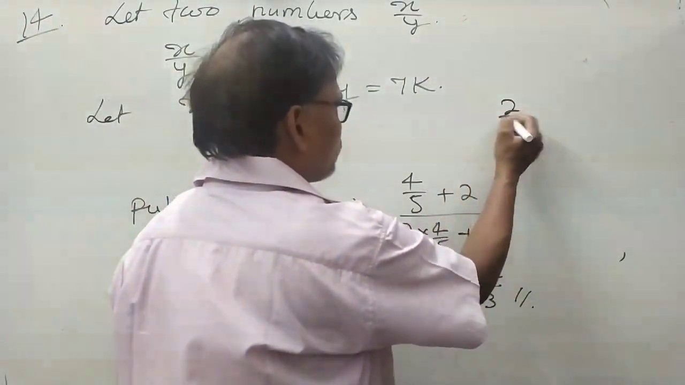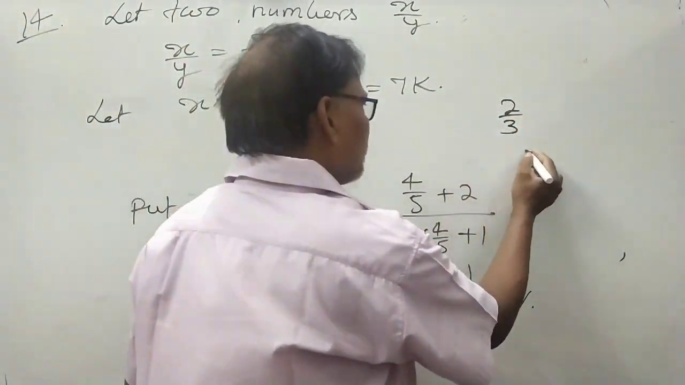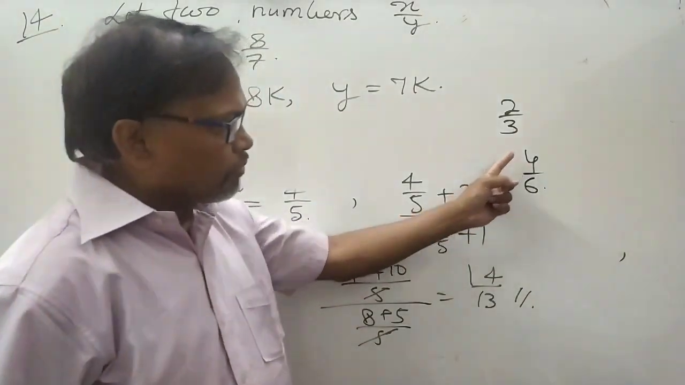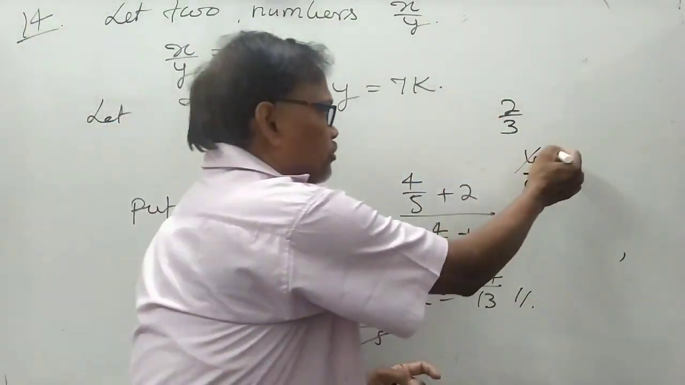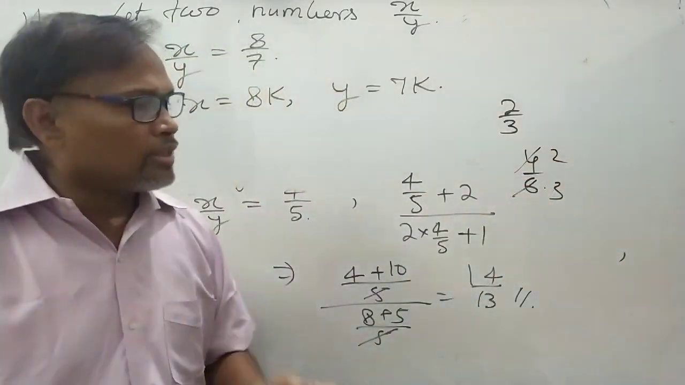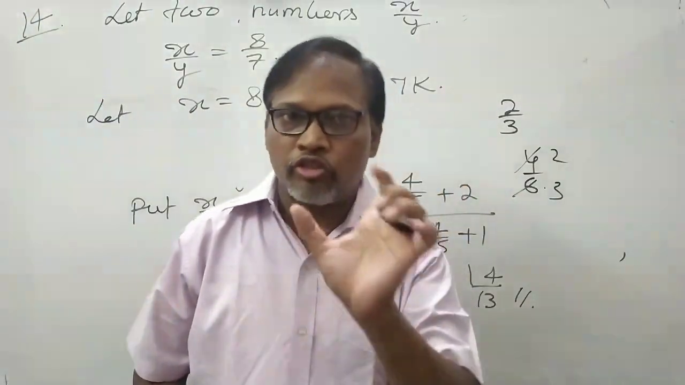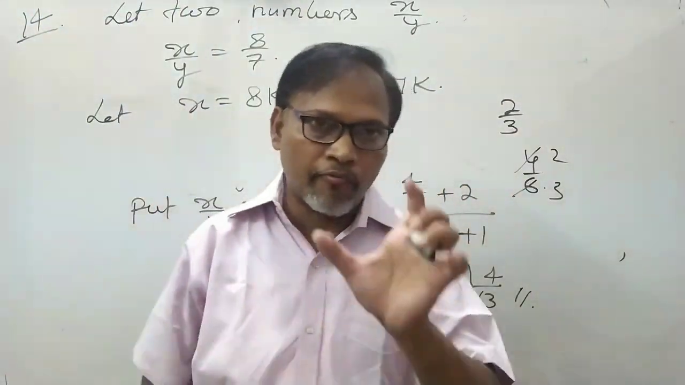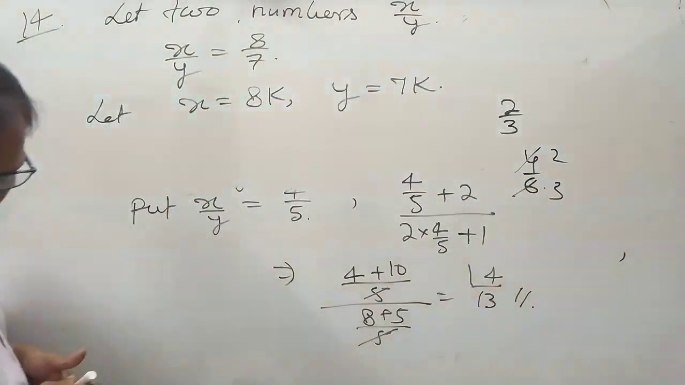Suppose for example 2 by 3 is given. It is also 4 by 6, because 2 2s are 4 and 2 3s are 6, and 4 by 6 is also equal to 2 by 3. So it means there are infinite values of a ratio. Therefore x is equal to 8k and y is equal to 7k.